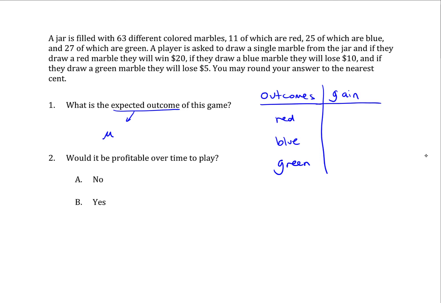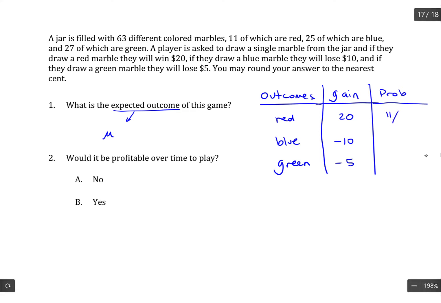So if a red marble is drawn, they win $20. If a blue marble is drawn, then they lose $10. And if a green marble is drawn, it will cost them $5. So then the probability of each of these: well, there's 63 different colored marbles, 11 of which are red, so 11 over 63 chance of getting that marble that will win you some money. But there's a 25 over 63 chance of getting the blue one, and a 27 over 63 chance of getting the green one.